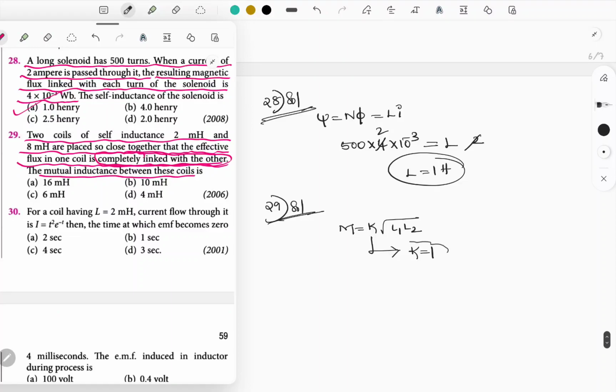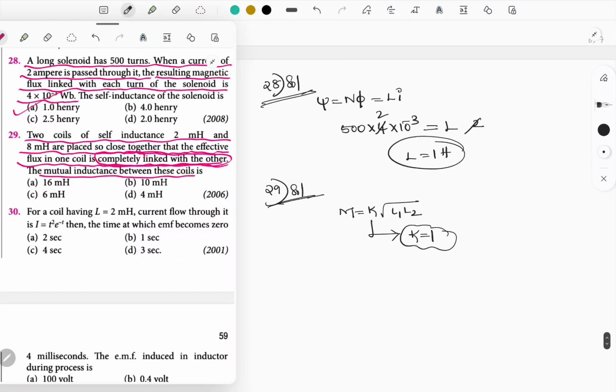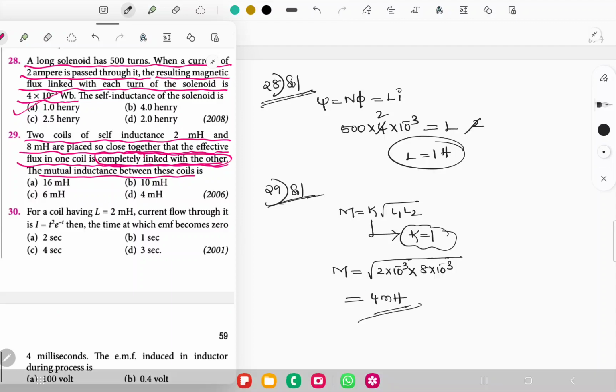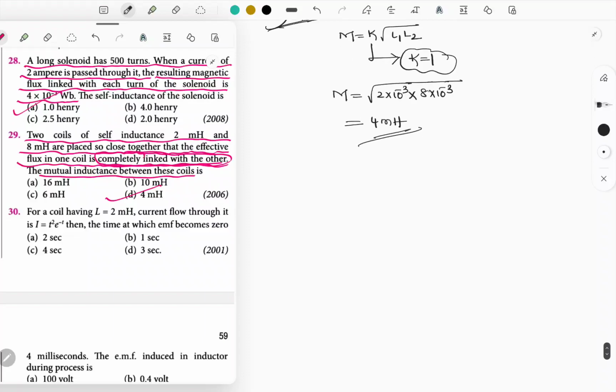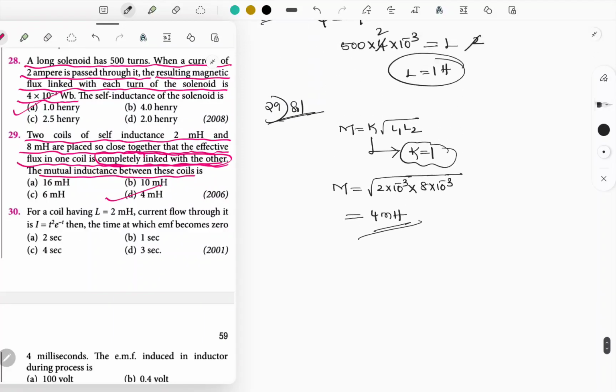K is called the coefficient of coupling. How much magnetic flux is linked with the other coil is decided by the K value. Then M is equal to root of L1, which is 2 × 10^-3, into L2, which is 8 × 10^-3. The answer we are going to get is 4 × 10^-3, that is 4 millihenries. Option 4 is the correct answer. Got it? Very good.